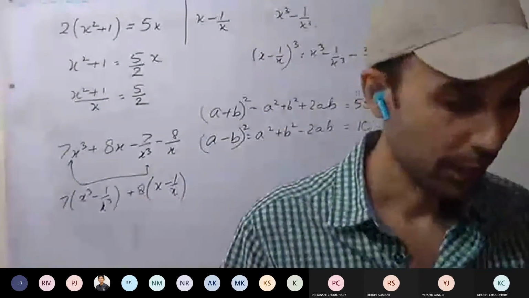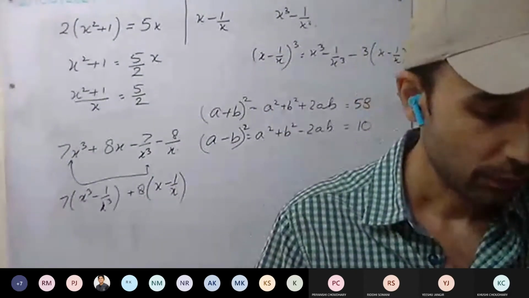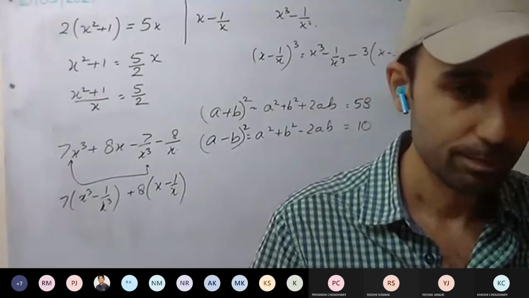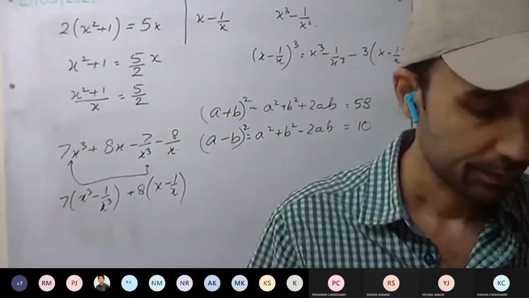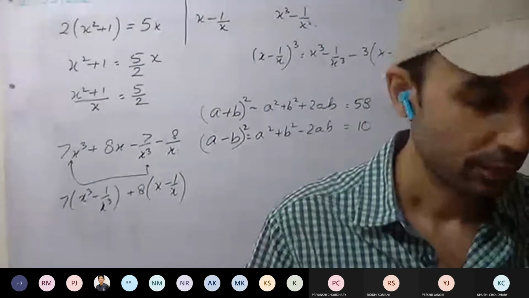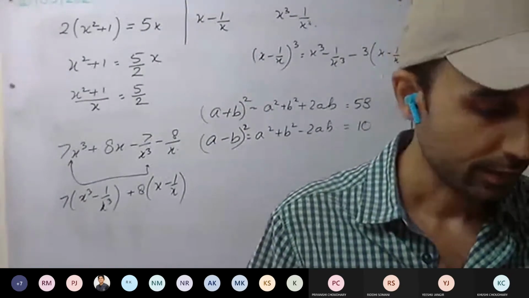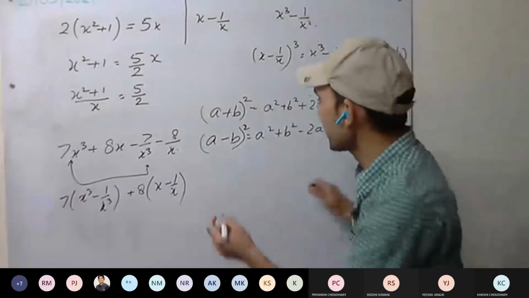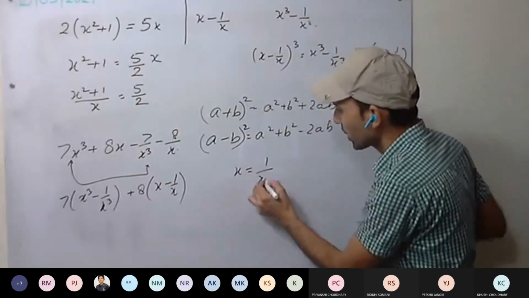Try up to the 8th question. If you are able to do the 9th, try that one as well. If you don't get it, do ask. I give you a hint: x equal to 1 upon x minus 5.